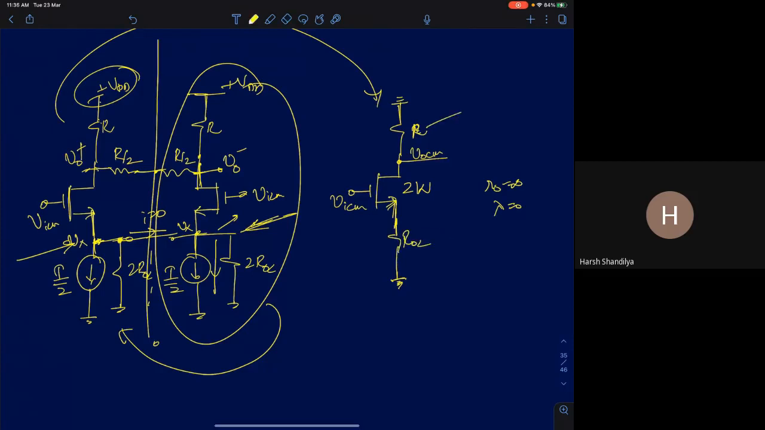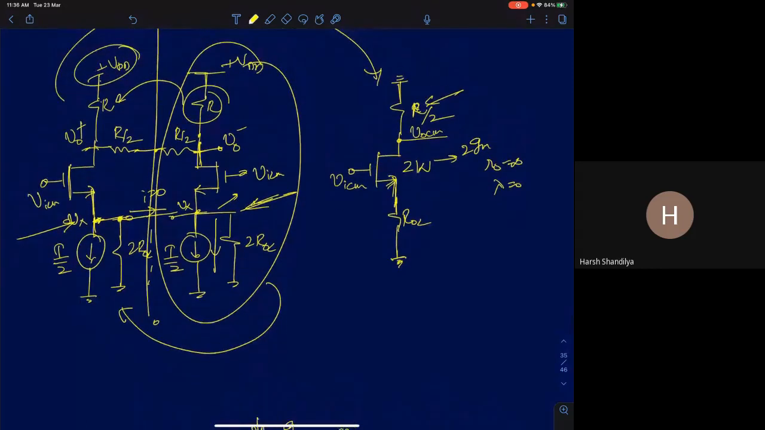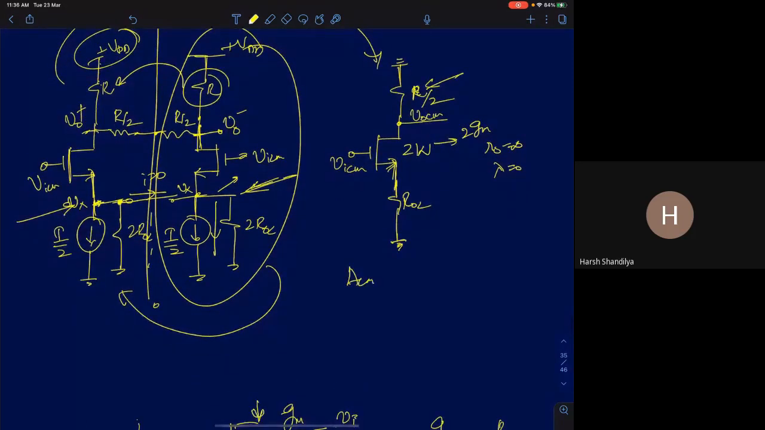And the resistance here, what will be the value of the drain resistance? Because I'm overlaying this resistor on top of this, drain resistance will become R by 2. So your transconductance GM will become 2GM. So now can you tell me what will be the expression for the common mode gain using this? So you will get 2GM times R by 2, that's your drain resistance, divided by 1 plus 2GM into ROC.